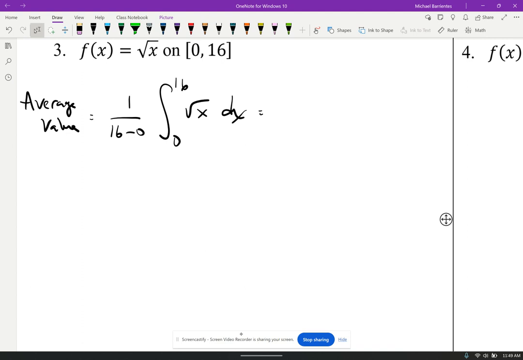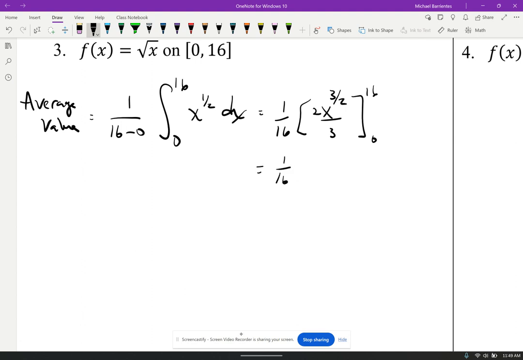So really quickly, let's see. This would be 1/16 times the antiderivative of square root of x. Now remember, square root of x is really x to the 1/2. So the antiderivative of that would be x to the 3/2 divided by 3/2, which is the same thing as multiplying by 2/3. And we're going to evaluate this from 0 to 16. So that's going to give us 1/16 times, if I substitute the 16 here, I'll get this expression, minus, if I substitute the 0, well, that's going to go away because 0 times anything is 0.